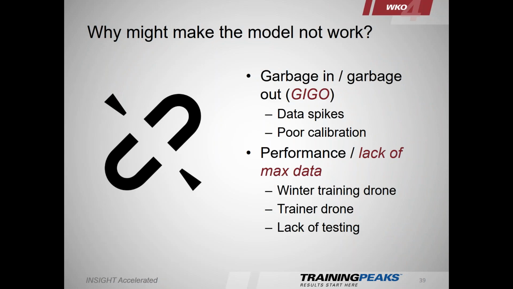What might break the model? We talk about feeding it. Well, garbage in, garbage out. Data spikes and poor calibration are the number 1 and number 2 killers. And then you have this performance lack of max data. Exactly what I'm talking about: drone on the trainer all winter long and no testing. And it really won't tell you what you can do. It's just going to tell you what you are doing.